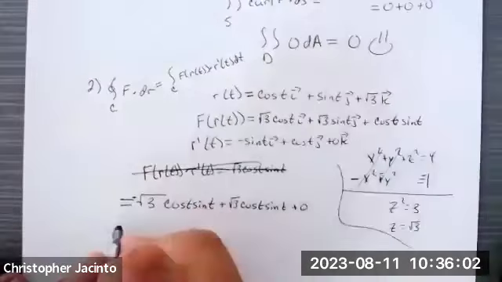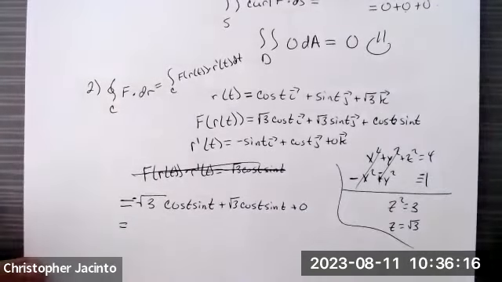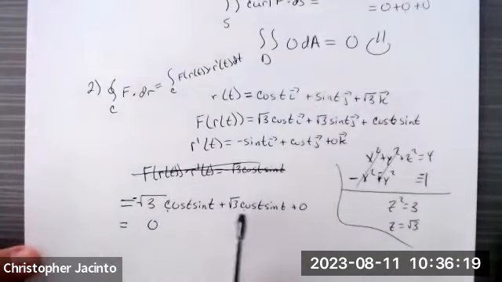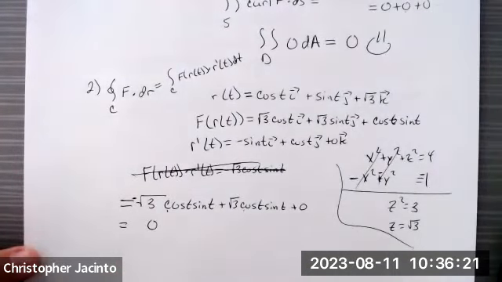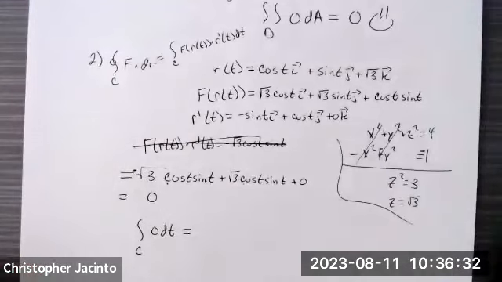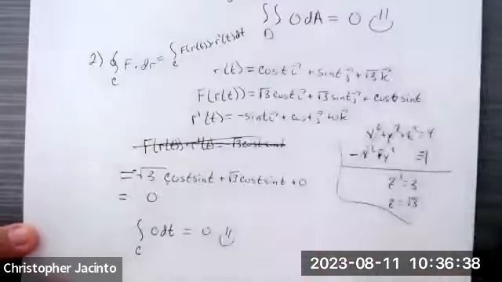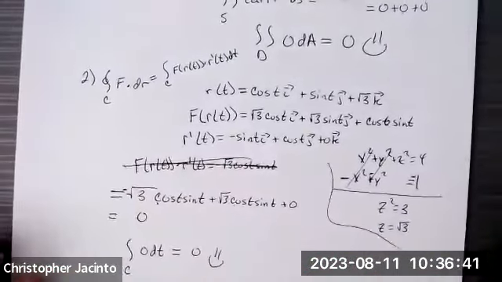Well, what happens when we add everything up? What do we get? We cancel out. And we just talked about this. Doesn't matter what our line integral is. The integral of 0 with any variable is still going to be 0. So look at that. It does work in any direction you want it to.